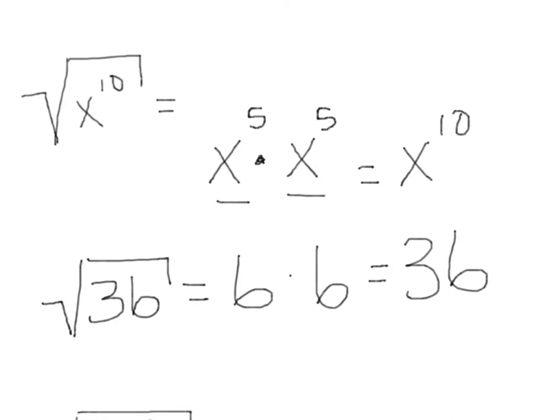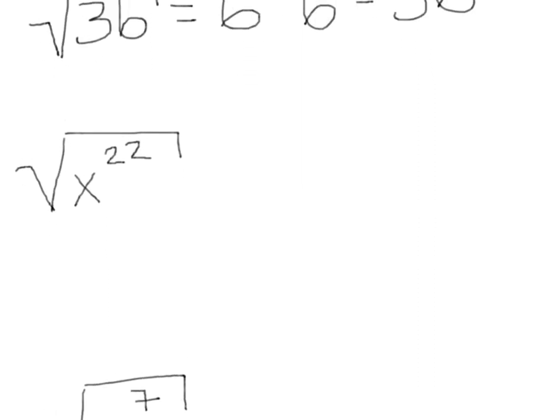So the square root of x to the power of 10 is x to the power of 5, because x to the 5th times x to the 5th, so x to the 5th times itself, is x to the power of 10. All right, let's try that idea or that concept with another problem.